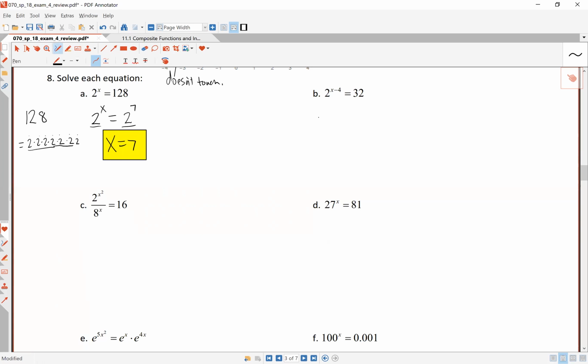Letter B, these bases are the same. 2 to the x minus 4 equals 2 to the 5th. We drop the bases. We have x minus 4 equals 5. Add 4 to both sides, and we have x equals 9.